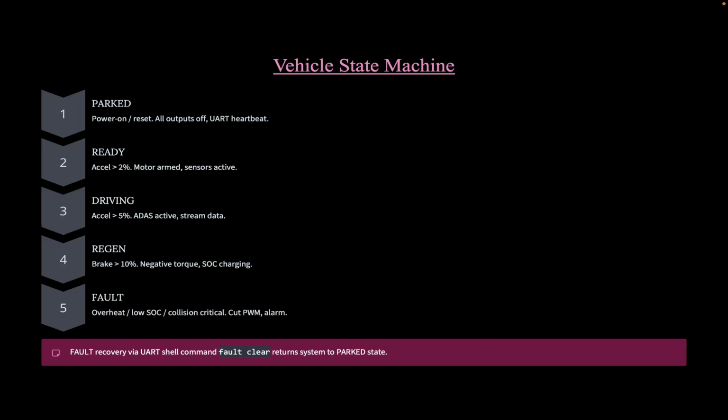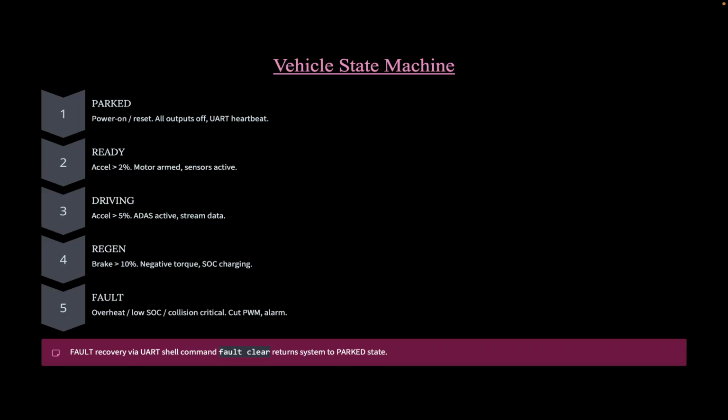And next is the ready state. The ready state is triggered when the accelerator pedal is pressed more than 2%. I'll be showing in Proteus how you can vary the pedal. Basically, if you press the accelerator pedal more than 2%, the system will be triggered to the ready state. Here the motor gets armed and the sensors are all turned on.